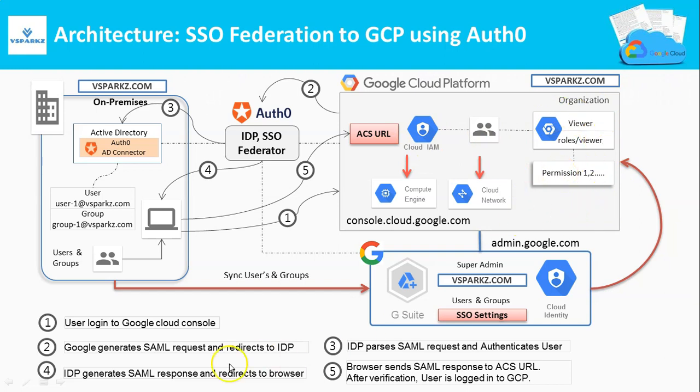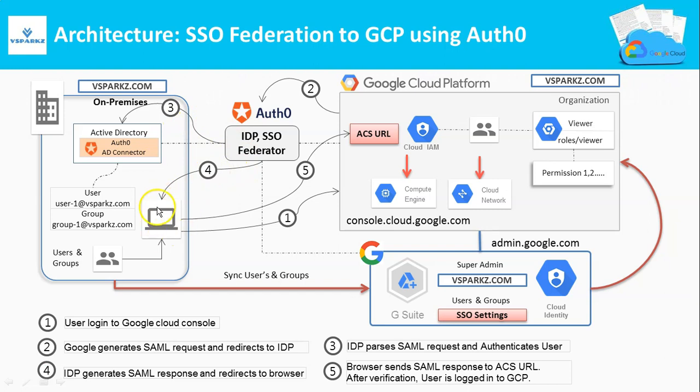The actual flow of the Federation is given here. First, the user tries to log into Google Cloud platform. That is our first step. In the second step, Google generates the SAML request and redirects the concerned user to the IDP. For this, you have to set up the SSO settings in the admin console. Third step, the IDP parses the SAML request and authenticates the user. After authentication, the IDP generates the SAML response and redirects to the browser. That is our fourth step.